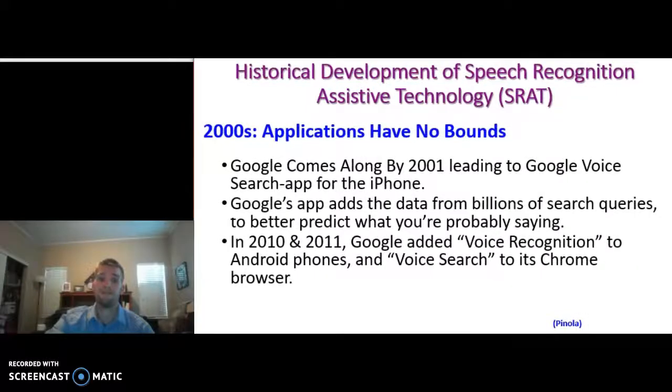In the 2000s, the applications began to have no bounds. Google came along in 2001, leading to the Google Voice Search app for the iPhone. Google's app adds the data from billions of search queries to better predict what you're probably saying or going to say. In 2010 and 2011, Google added voice recognition to Android phones and voice search to its Chrome browser.